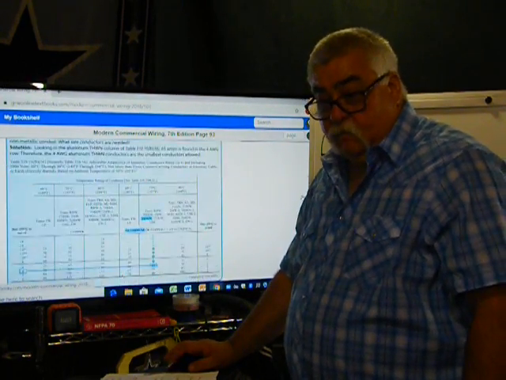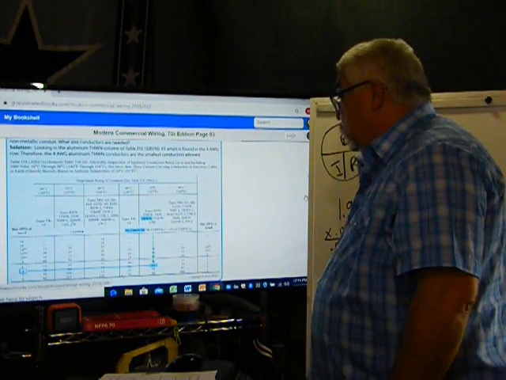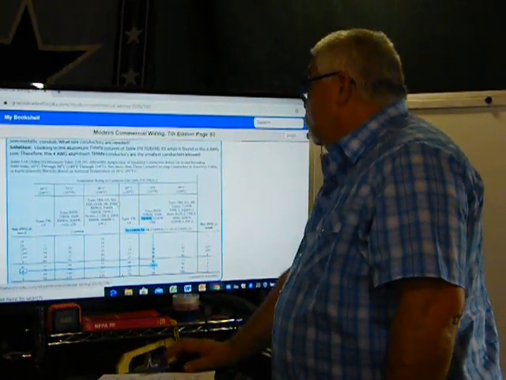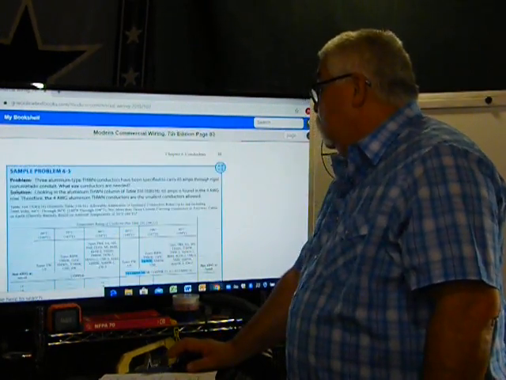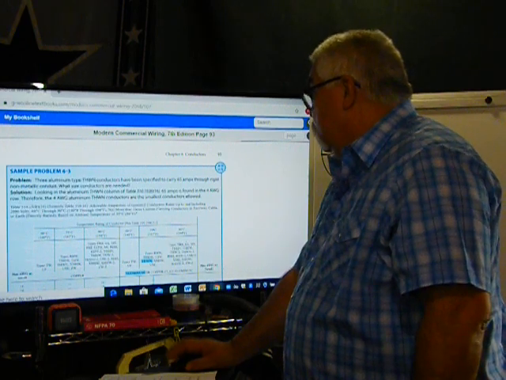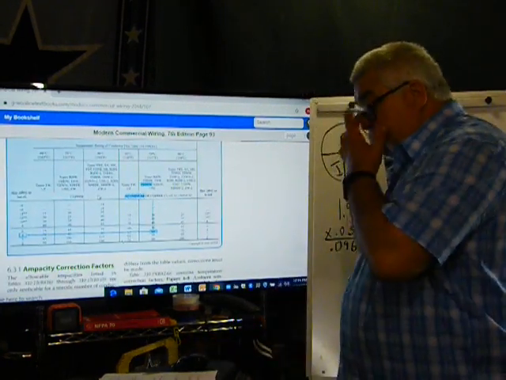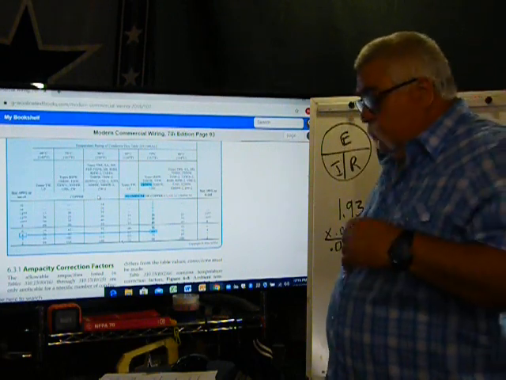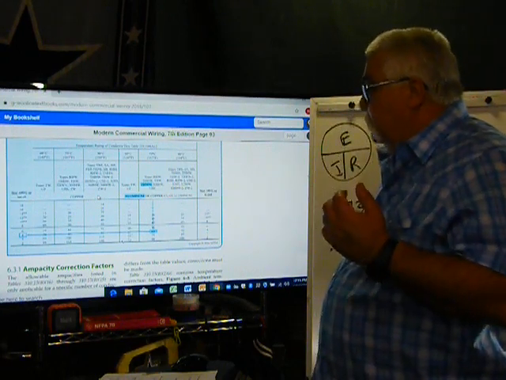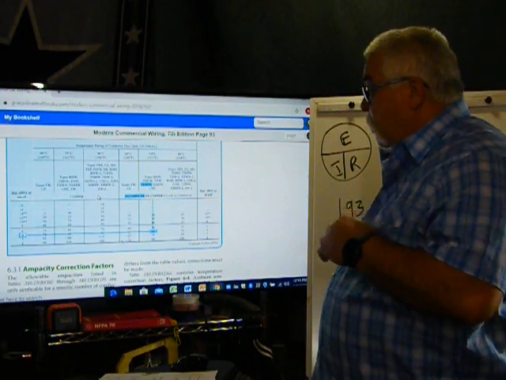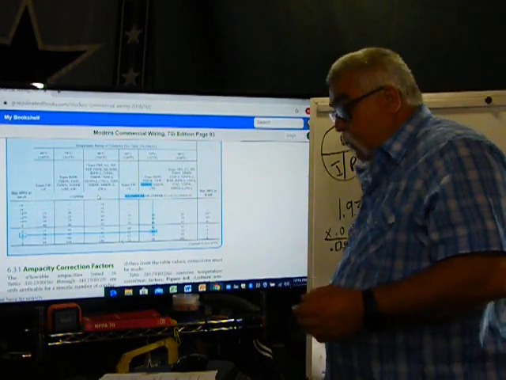Allowable ampacities, 310.16. Okay, so it says three aluminum type THHN conductors. Again, these ratings are in 310.15 and 310.16. The allowable ampacities: you have copper and you have aluminum. It's all dependent on the insulation.